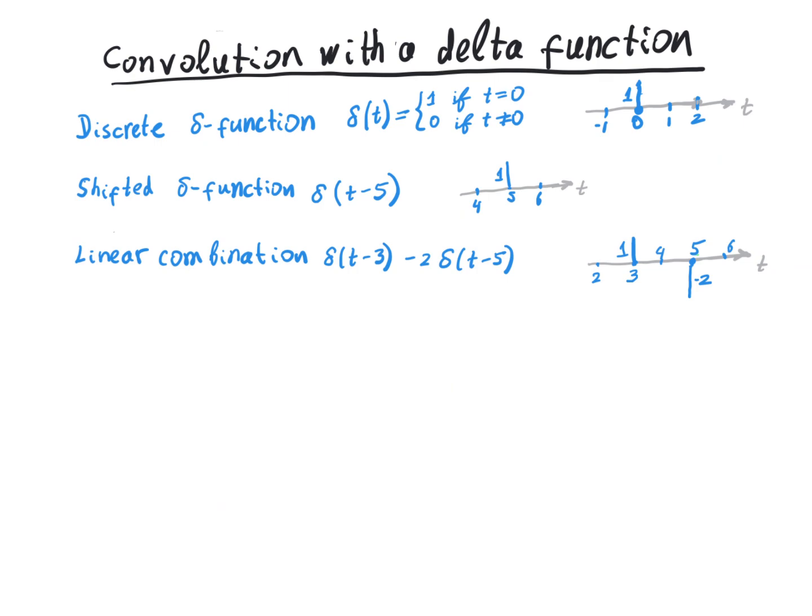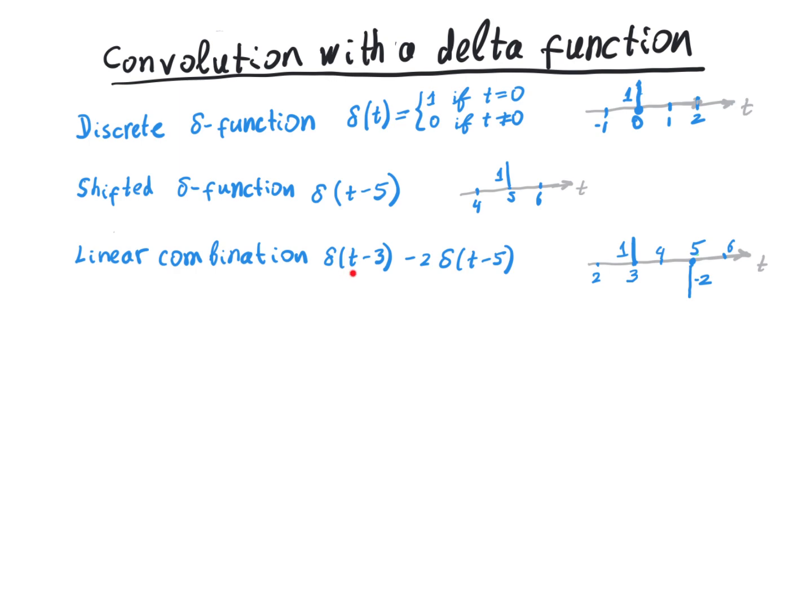A convolution with the delta function is particularly interesting. To motivate this, let's start with discrete delta functions. What is a discrete delta function? A discrete delta function is one whose domain is just integers, and at t equals 0, it returns the value 1. At all other t values, it returns the value 0. Similarly, a shifted delta function concentrated at t equals 5 returns 1 at t equals 5, and at all other t values it returns 0.